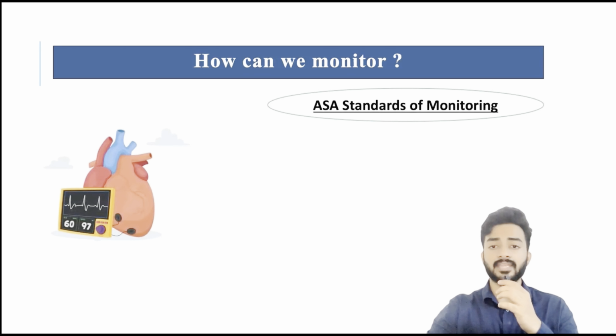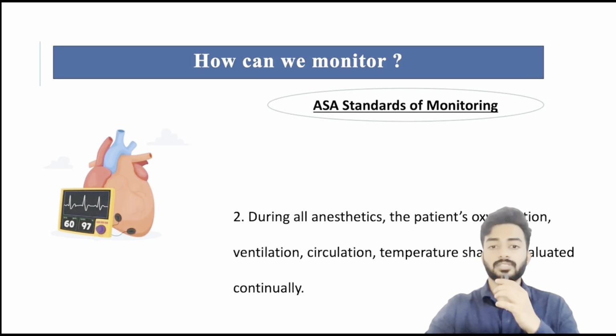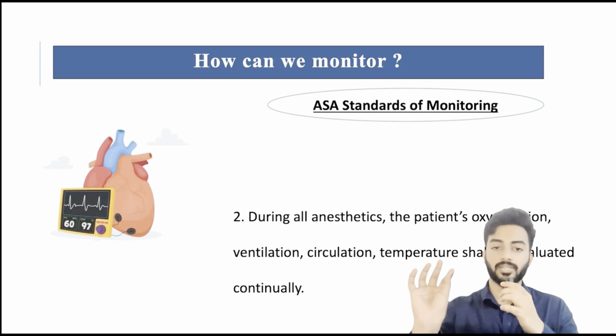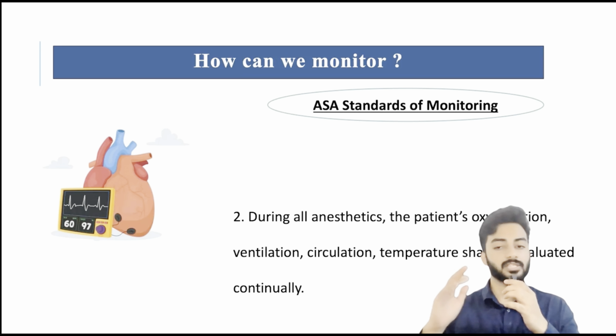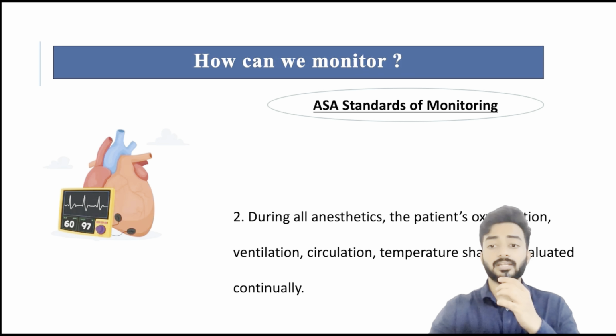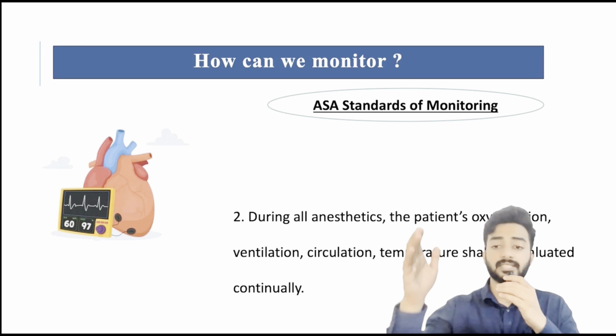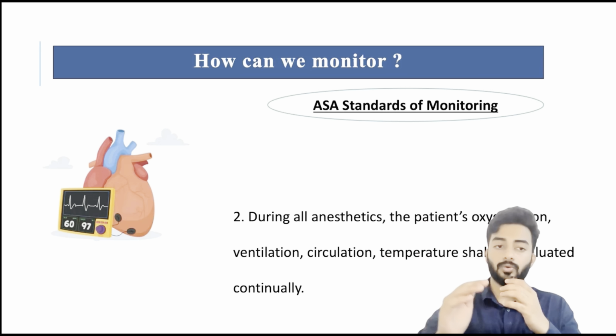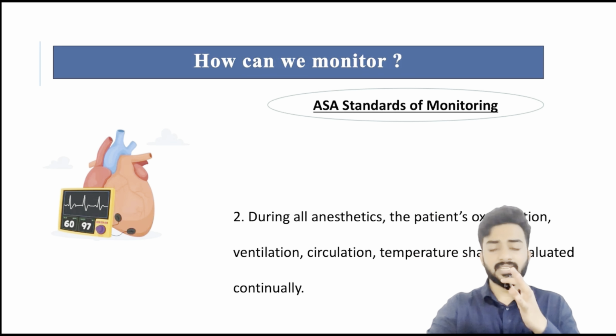So we have ASA standards, that is, the American Society of Anesthesiologists has given two standards of monitoring. Standard 2: during all anesthetics, the patient's oxygenation, ventilation, circulation and temperature shall be evaluated continually. This is what we do in the OT. But even the monitor can do this. You might ask, if the monitor is doing it, how will it notify? Obviously, we can set the alarms, and as I said, if the heart rate goes below 60, the alarm will start beeping and the person can know that the heart rate is low.